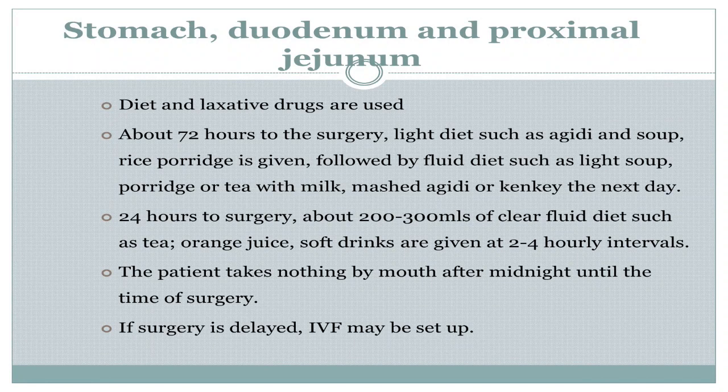Diet and laxative drugs are used most often, and about 72 hours to the surgery, a light diet such as agidi, soup, rice porridge is given, followed by a fluid diet such as light soup, porridge or tea with milk, mashed agidi or kenke the next day. So these are light and easily digestible foods that will allow the patient to be able to digest it early so that surgery can proceed.